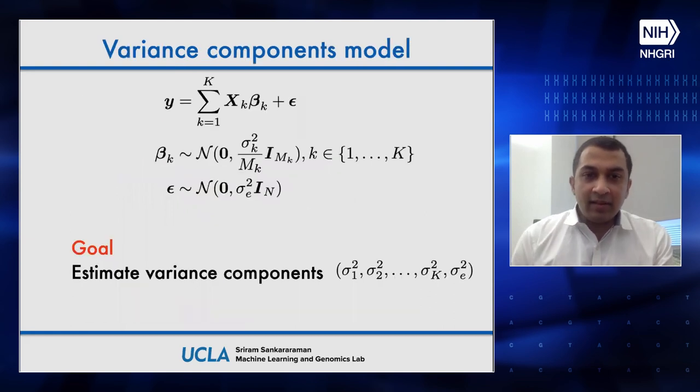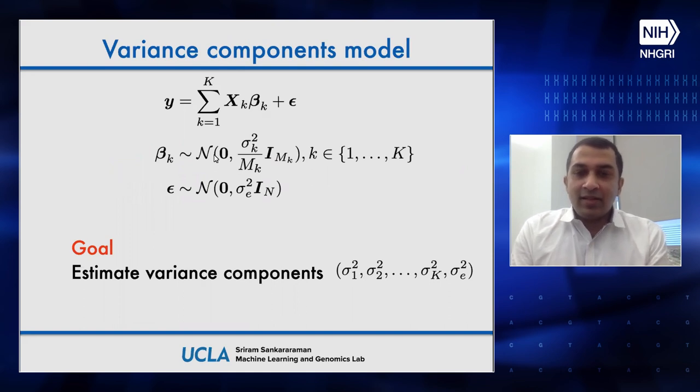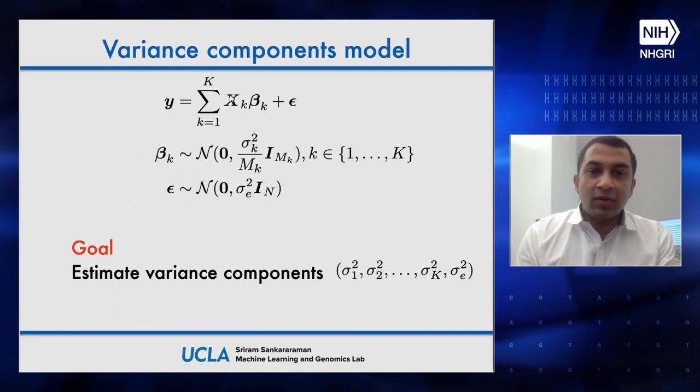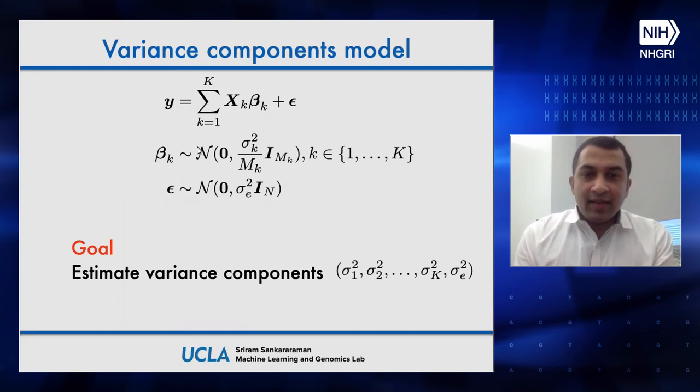All of these analyses have been enabled by extensions of this variance component model. Broadly speaking, the variance component model models the phenotype as a linear function of genotypes where each SNP has been assigned to one of k possible components. In each of these components, the effect sizes of these SNPs come from the same underlying distribution. Our goal is to estimate the variance components associated with the k genetic variance components and the environmental variance component.